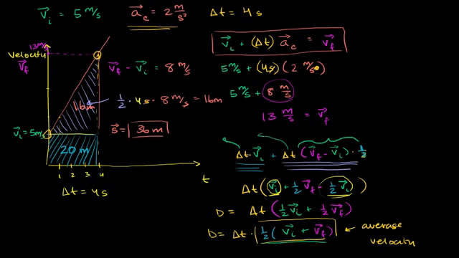So in this situation, our final velocity is 13 meters per second. Our initial velocity was 5 meters per second. So you have 13 plus 5 is equal to 18. You divide that by 2. Your average velocity is 9 meters per second if you take the average of 13 and 5. And then 9 meters per second times 4 seconds gives you 36 meters.